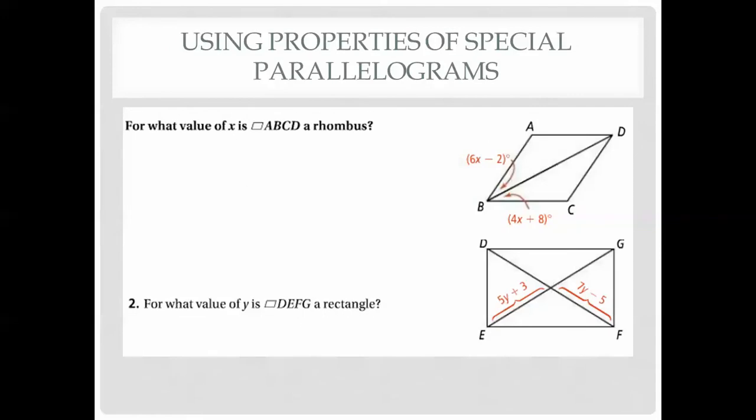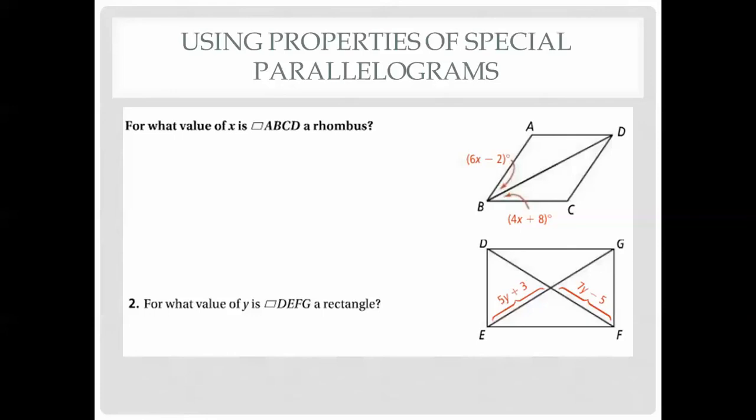All right, using properties of special parallelograms. So we're going to use those properties we talked about for a rhombus, a rectangle, and a square to answer these questions. So for what value of x is parallelogram ABCD a rhombus?